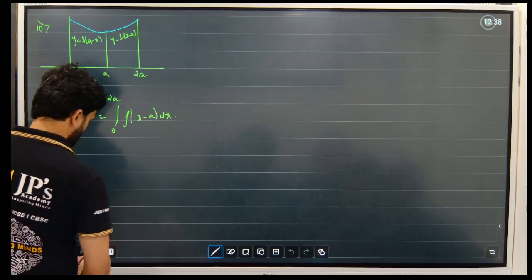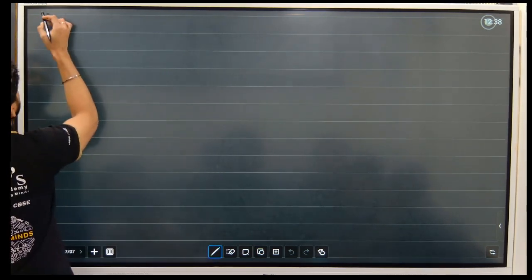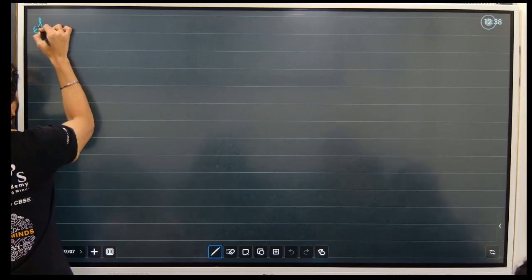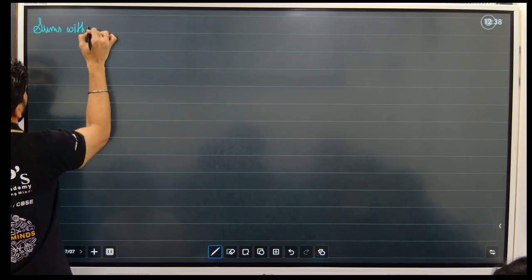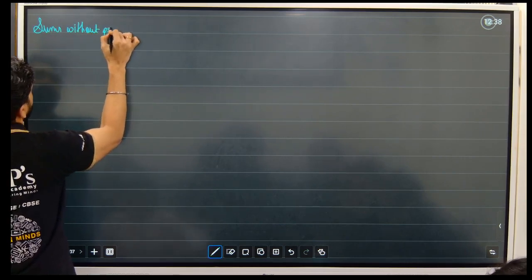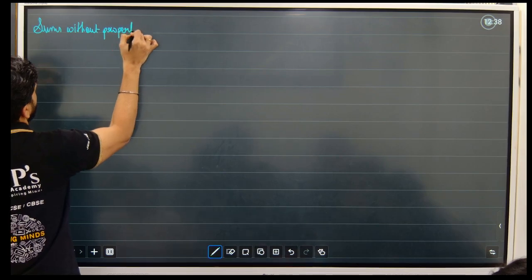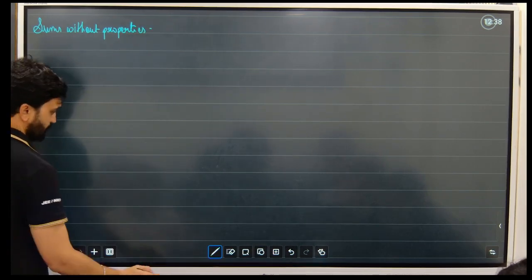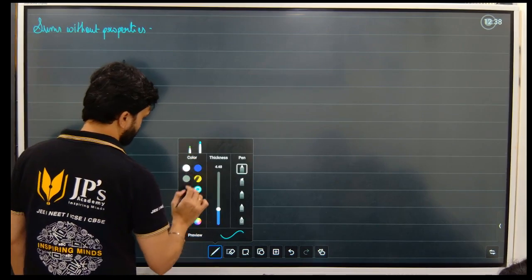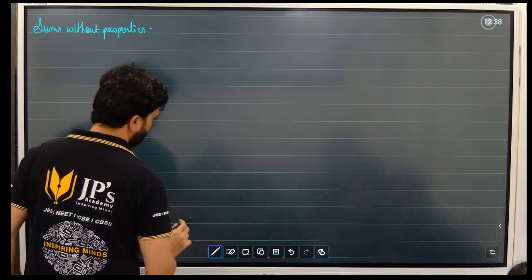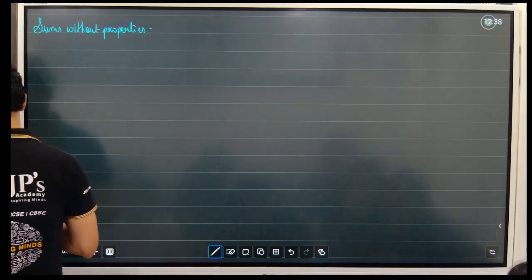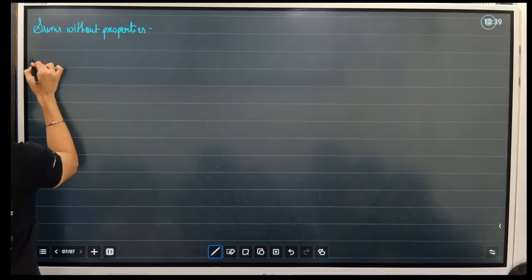Now, in definite integration, there are sums without properties. There are sums without properties. Remember this. And they constitute a good number of sums. Okay. Let's start with the first question.